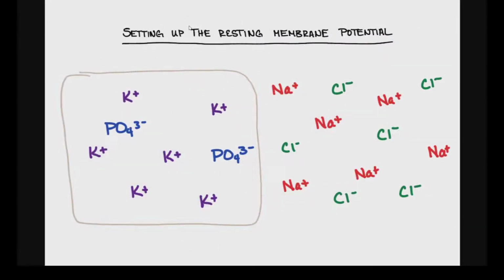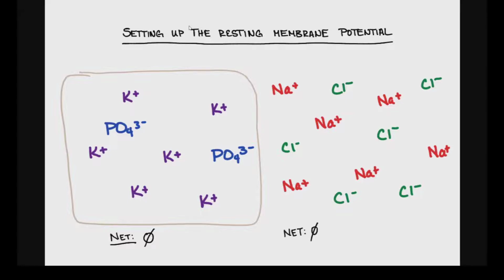All right, if you're going to draw this out with me, I encourage you to pause the video and go ahead and copy this down. I have a cell that has 6 potassium ions and 2 phosphate groups, each with a -3 charge. What is the net charge in the cell? As it's drawn, the net charge is 0. What is the net charge outside of my cell as it's drawn? There are 6 sodiums and 6 chlorides, so therefore the net charge is also 0.